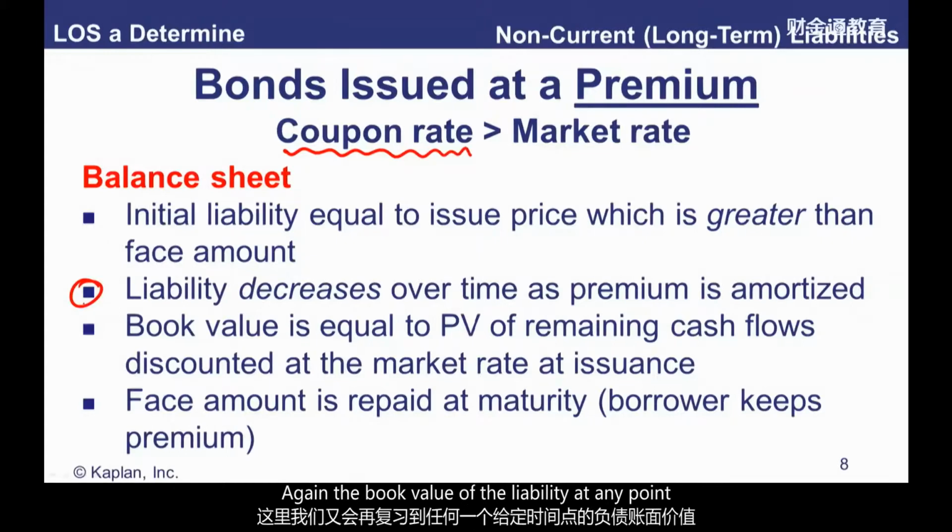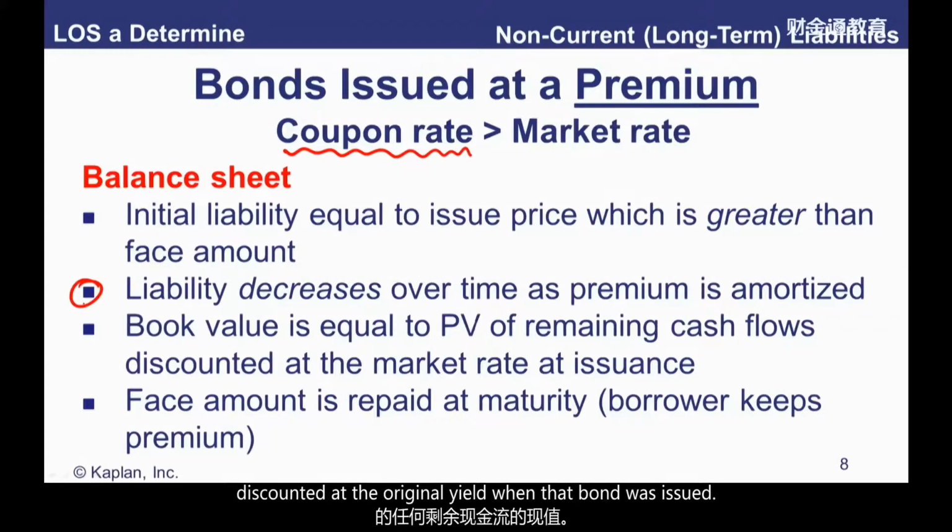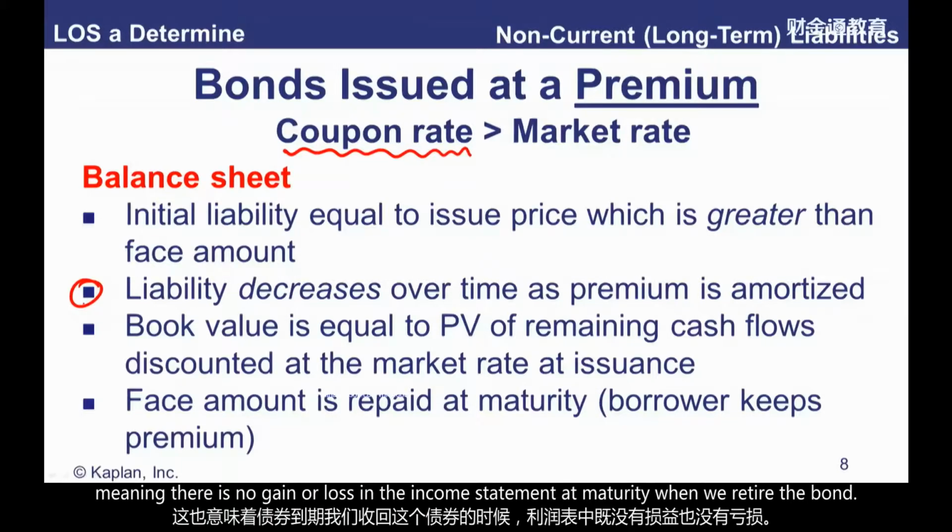Again, the book value of the liability at any point is the present value of any remaining cash flows discounted at the original yield when that bond was issued, the original effective interest rate or market rate when the bond was issued. Now, of course, at maturity, we're going to pay out the face value, and the liability will have declined down to this face value, meaning there's no gain or loss in the income statement at maturity when we retire the bond.